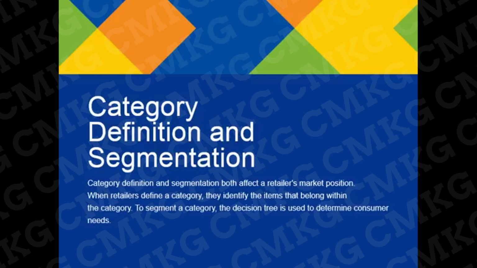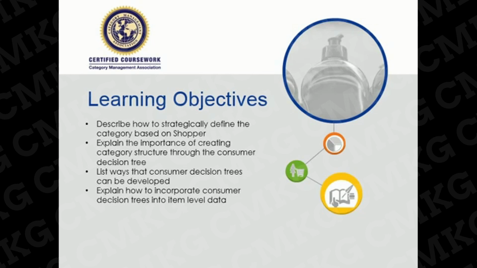Category definition and segmentation both affect a retailer's market position. When retailers define a category, they identify the items that belong within the category. To segment a category, the decision tree is used to determine consumer needs. Here are the learning objectives for the fully accredited course.